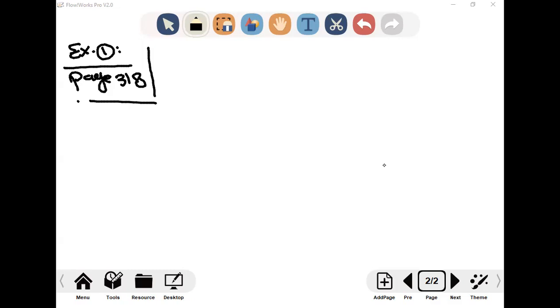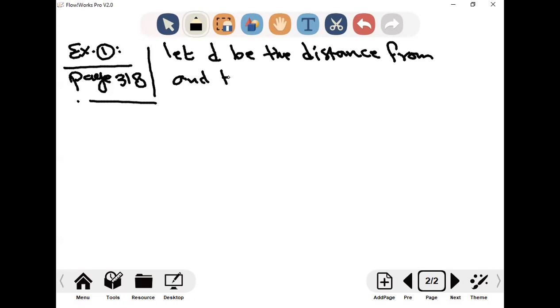What does the question ask me about? The distance from and to the school, right? Do we know it? No. So let D, because distance, right? Let D be the distance from and to her school. We don't know it. So now let's revise the question. Each day she drives to and back from the school, which is what? D. So take it as D. So each day she drives D and around the library.